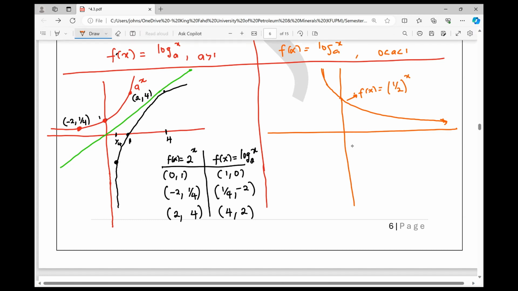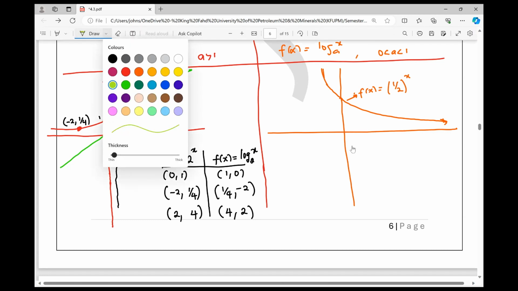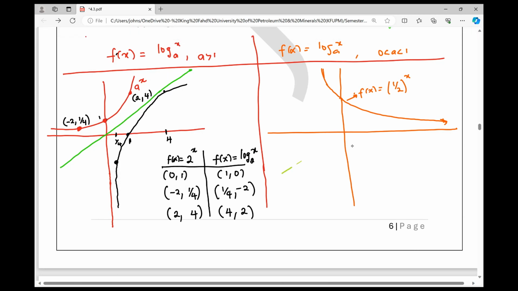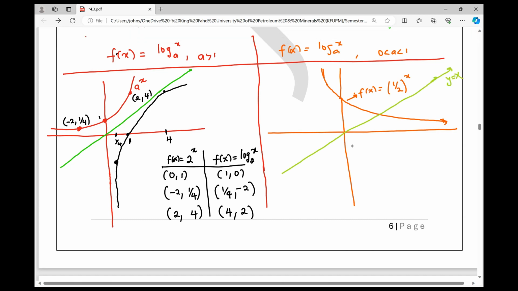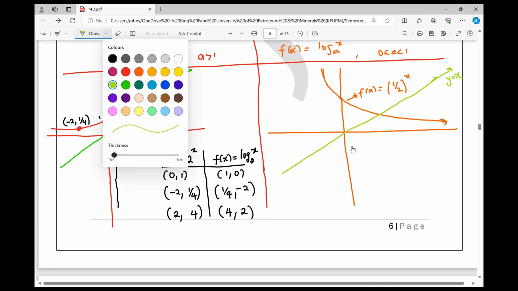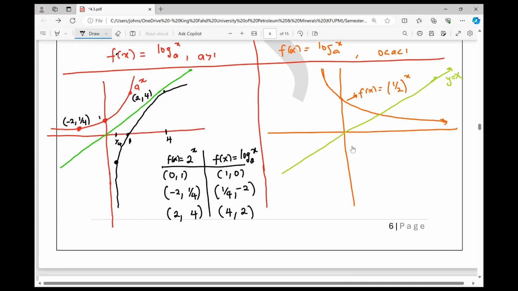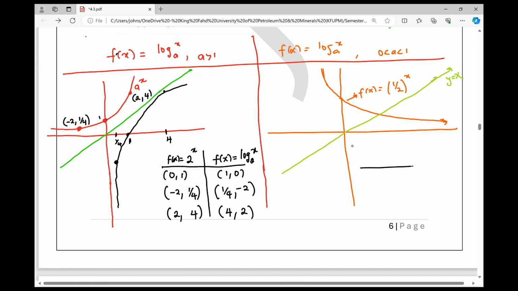If we want to see the graph of the inverse, which will be the logarithmic graph, you just need to draw the line y equals x and keep going. What you need to do now is to reflect the red graph across this line, and that will give us the graph of f inverse. Is that okay? If you cannot see it clearly, we take points.